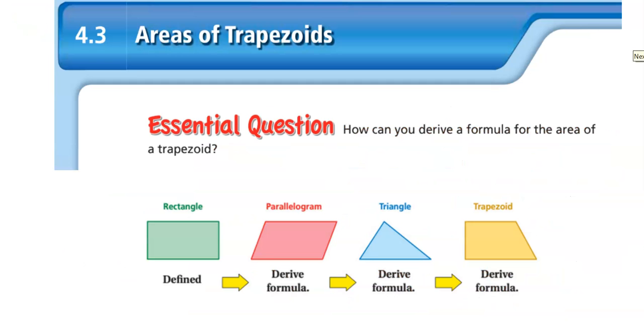So now here's what we've done, right? The rectangle is area equals length times width. A parallelogram is area equals base times height. A triangle is area equals base times height divided by 2. And today we're going to look at a trapezoid.